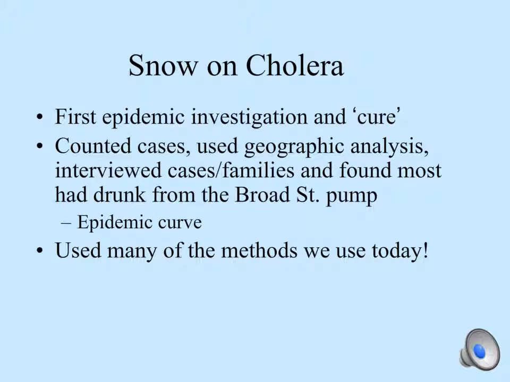So the reason why Snow is so important was because, of course, it was the first real epidemic investigation, but it also was accompanied by a cure of the problem. He counted cases, he used rates, he used geographic analysis, and he made an epidemic curve. So he used many of the methods that we use today and that are very important in outbreak investigation, and we'll have a chance to practice our skills and learn how to do an outbreak investigation during this course as well.